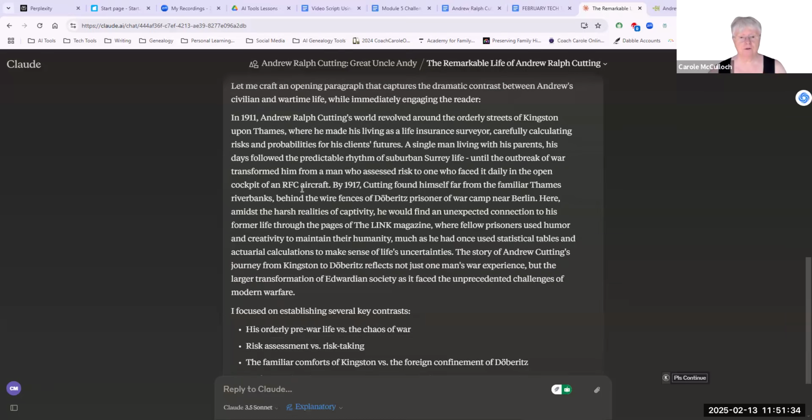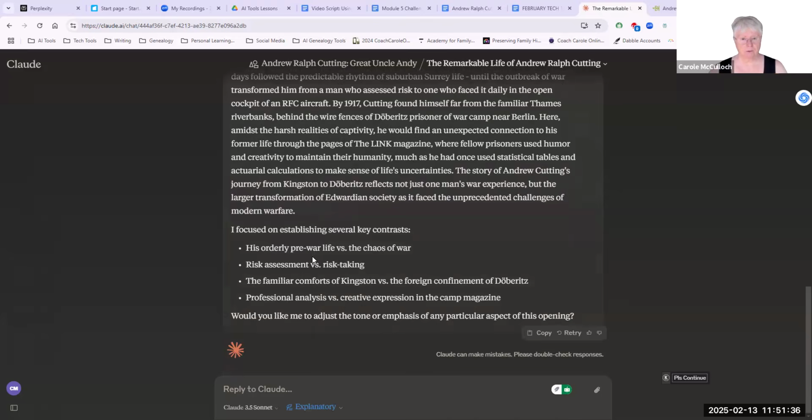I would probably adjust it a little to cut out some of the, I think, a little too flowery language. But then it says below how it is focused on establishing key contrasts: his orderly pre-war life versus the chaos of war. I think I might put in more about the chaotic life in my rewrite of this. And using risk assessment versus risk taking, and the family comforts of Kingston versus the foreign confinement of Brits, and his professional analysis versus his creative expression in the camp magazine.